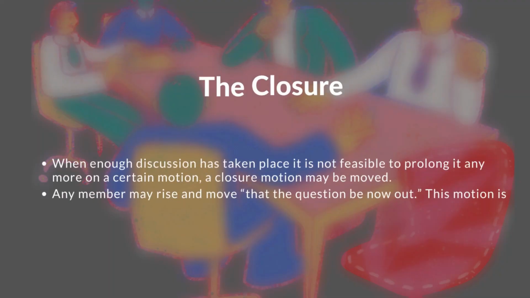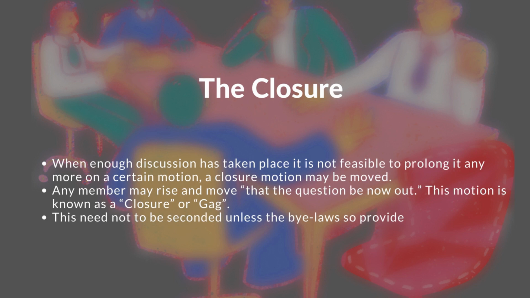Then the closure. When enough discussion has taken place, now you cannot go on endlessly, so a closure motion may be moved. So if on a particular motion a lot of discussion has taken place, then a closure motion may be moved. And any member may rise and move that the question be now put. This motion is known as closure or gag. This need not be seconded unless the bylaws so provide.